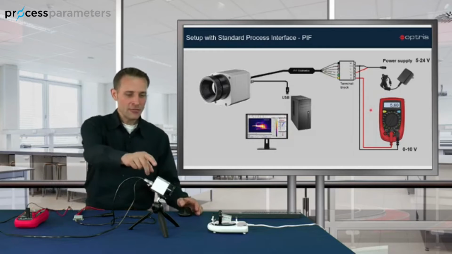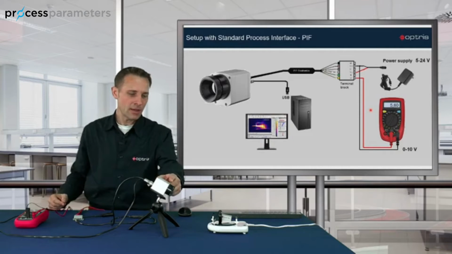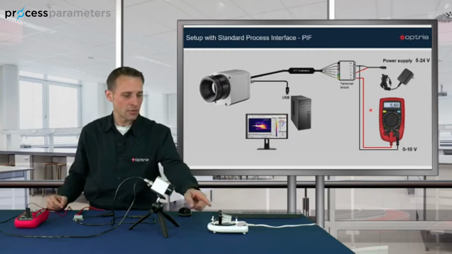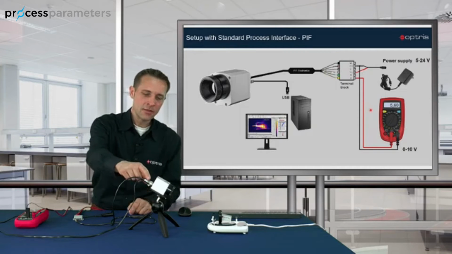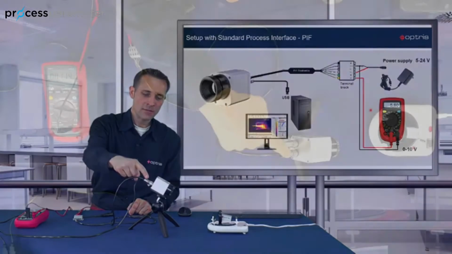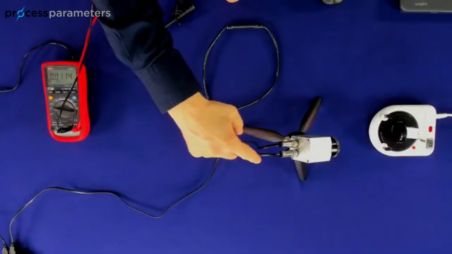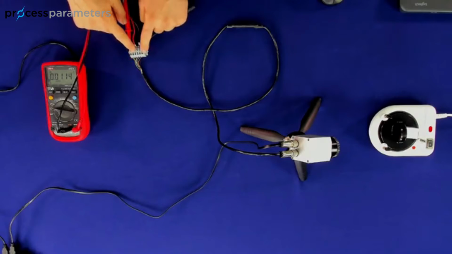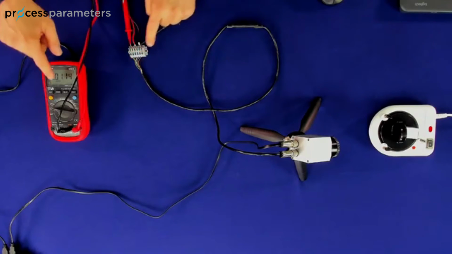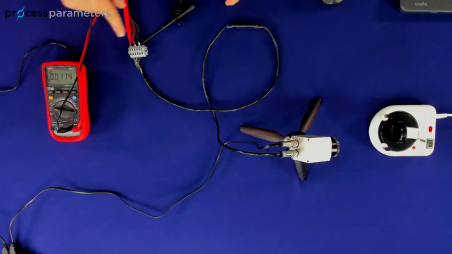On my table I have the PI camera, and the PI camera is looking at the object which is heated up with the heating plate. At the PI camera you can see the process interface connection cable, which has a connection to my terminal block, and from the terminal block I have a connection to the multimeter. You also see the external power supply at the terminal block.